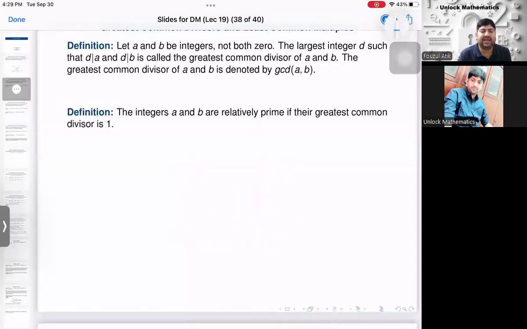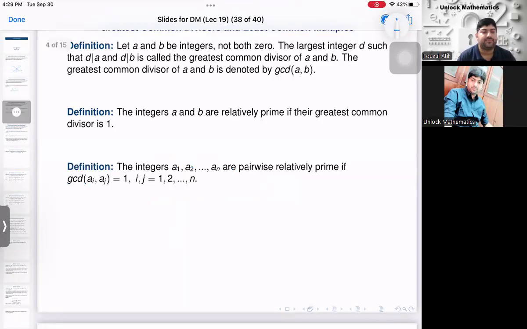Now I have this definition. The integers A and B are relatively prime if their GCD is 1. What do you mean by that? Suppose I have two integers, maybe 9 and 16. Both of them are composite, none of them are prime, but they are relatively prime. Why? Because the greatest common divisor of 9 comma 16 is 1. So therefore 9 and 16 are relatively prime.